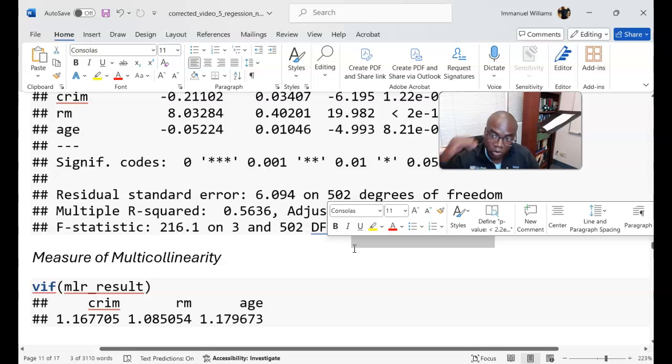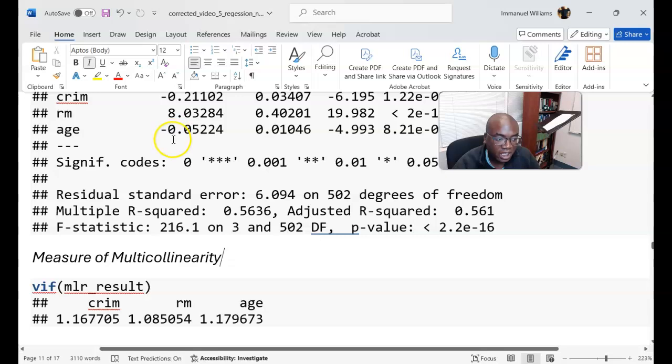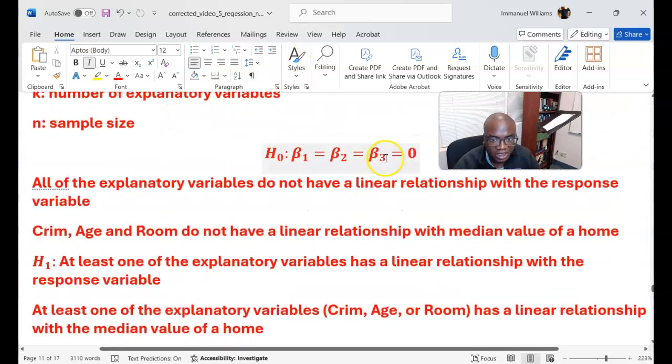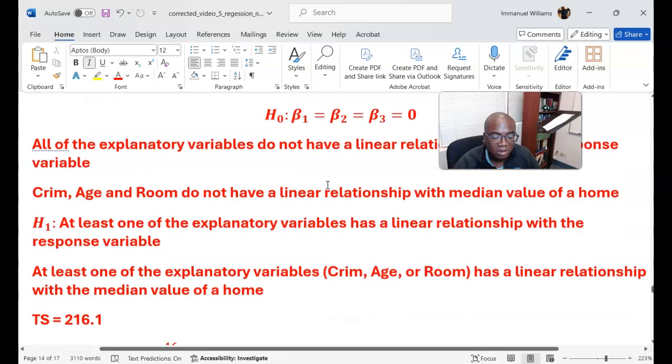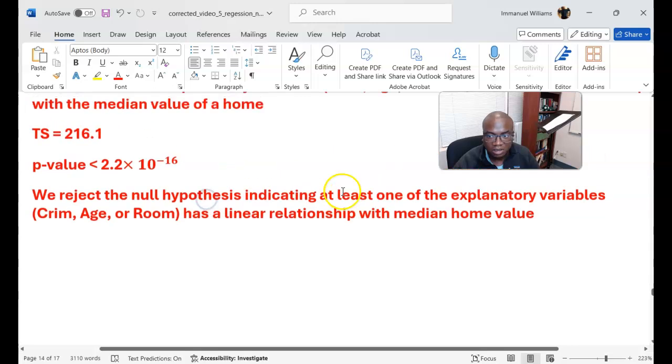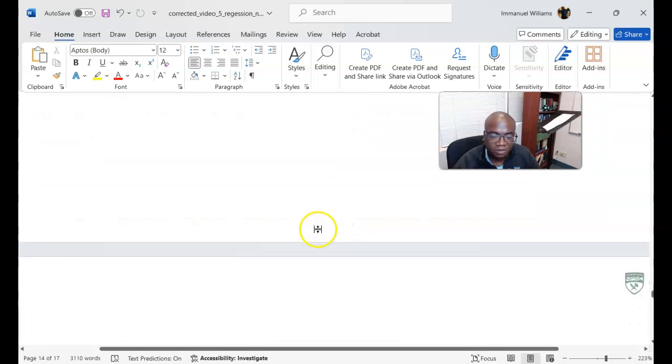So we're gonna do what to our null hypothesis with such a p-value? Okay, if you said reject it, that is, you're gonna reject that null hypothesis. You're going to reject this claim: at least one of the explanatory variables has a linear relationship with the response variable. And so then this is the conclusion. We reject the null hypothesis, indicating at least one of the explanatory variables, crime, age, room, has a linear relationship with median home value.